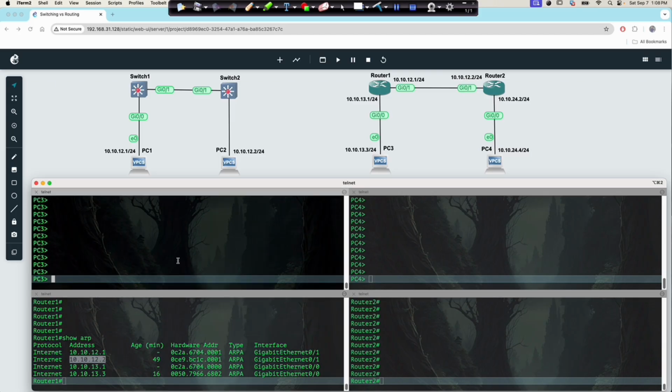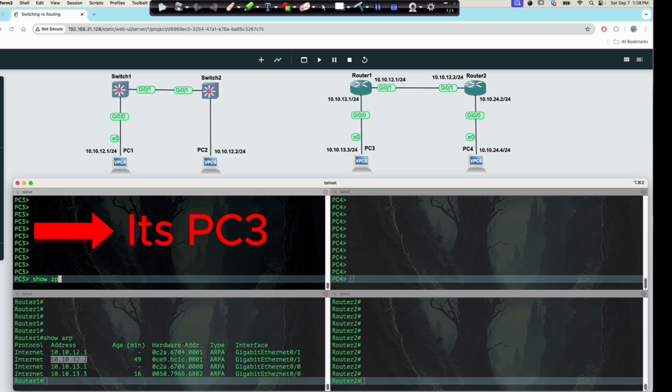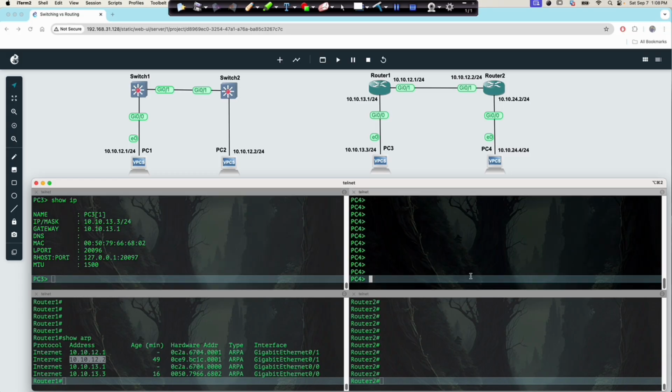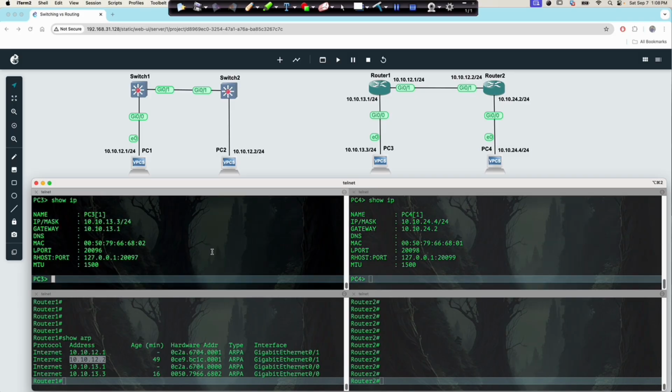Let's try to see the IP address configuration from PC3. As you can see, it's showing IP address 10.10.13.1, which is connected with router 1. Now let's see the IP address of PC4, which is definitely a different subnet as compared to PC3. And as you can see, it's showing IP address 10.10.24.4, which is connected with router 2. Now let's see the ARP table of PC3. At this moment, there is no ARP entry.